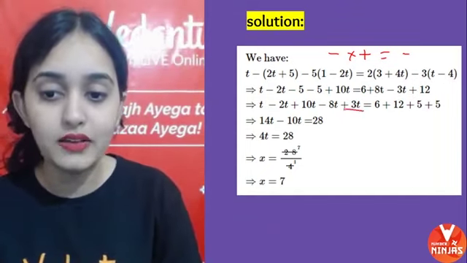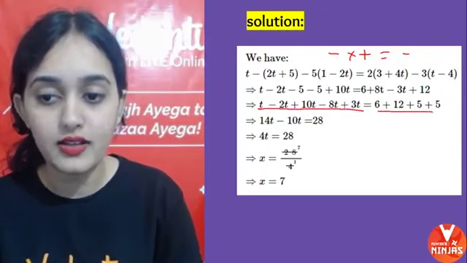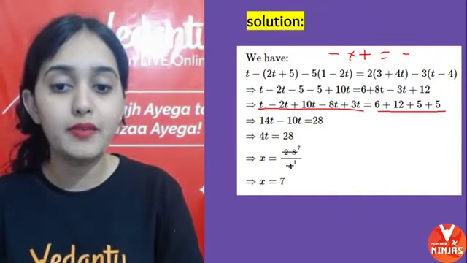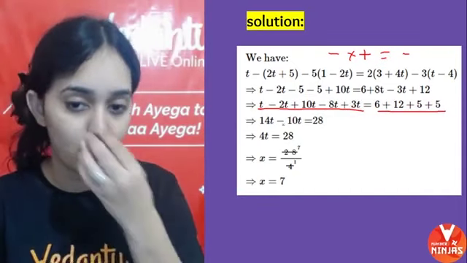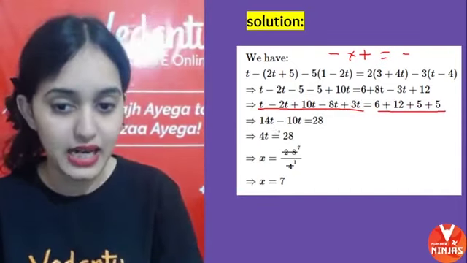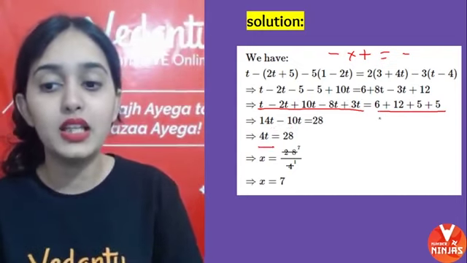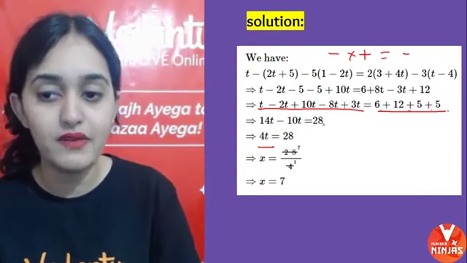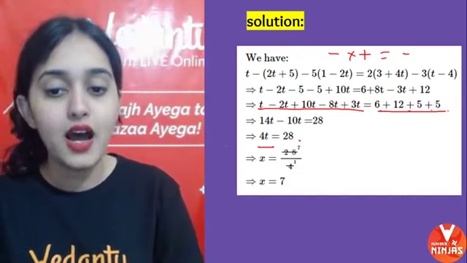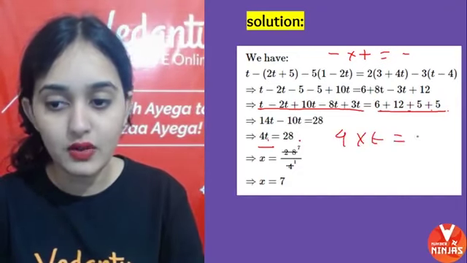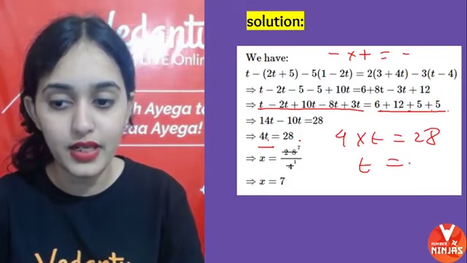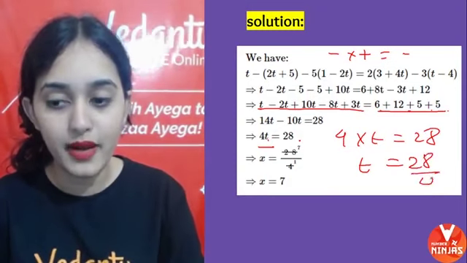Now bring all the variables on one side, all the constants on the other side. Add them. T1 minus 2 plus 10 minus 8 plus 3. So what will it come? 14 minus 10, 4t. Okay. Similarly this side. 6 plus 2 plus 5 plus 5 will become 28. Now divide. 4t is equal to 28. That means what? T will be equal to 28 divided by 4.